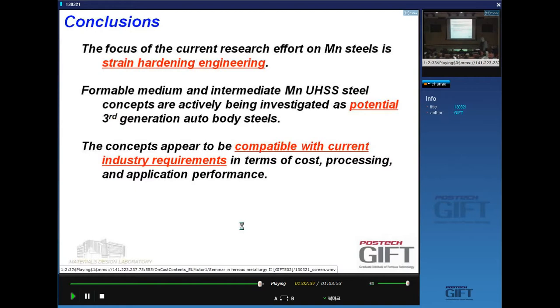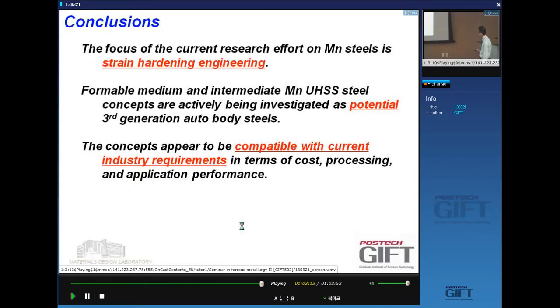Nowadays, you have to see the research effort on the high manganese steels, or the lower manganese steels, in the framework of strain hardening engineering. I've shown you that there are many concepts we at MDL work on, and concepts that other people on this campus, or in the industry, work on, that are actively being investigated. All of them have good potential, a good chance as being third generation auto body steel in the future.